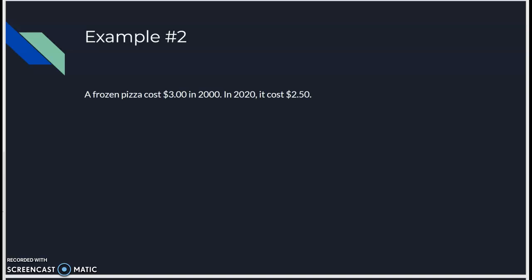Okay, in example 2, we have a frozen pizza. It costs $3 in the year 2000. In 2020, it costs $2.50. So we have a decrease here. So we're going to have new and original. My new price is $2.50. My original cost is $3. Remember, when we're dealing with time, whatever the newest, most recent time is your new. And then we're going to plug everything into our proportion. So we're going to be solving for our percent.